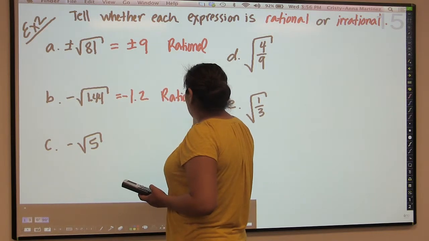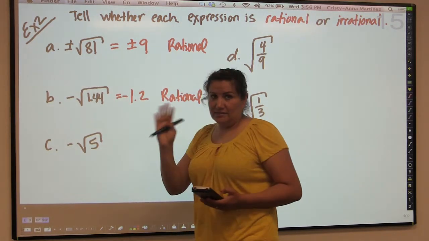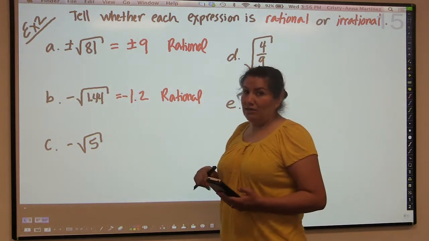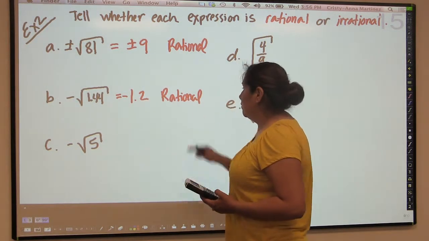And remember what I said earlier, as long as the decimal stops, like it doesn't keep on going forever, or if it has a pattern, it's considered rational. So this decimal stops, so it's rational.